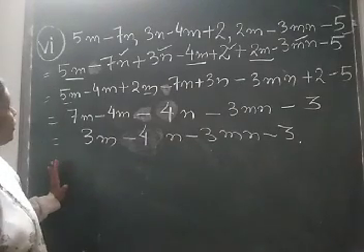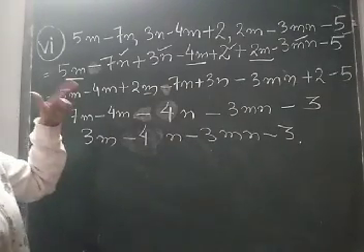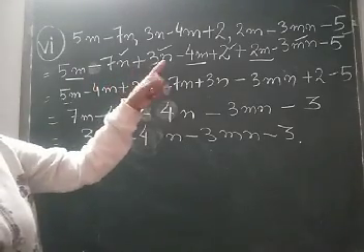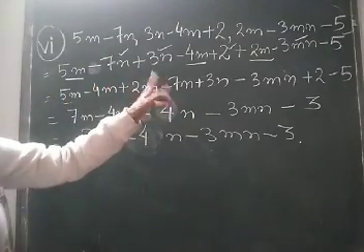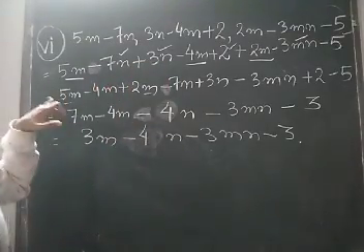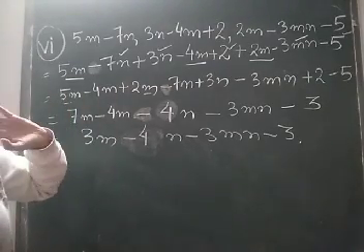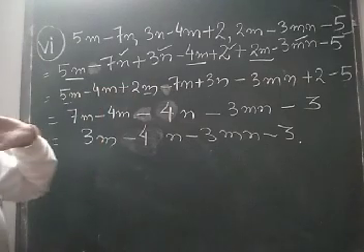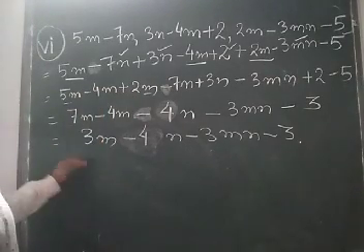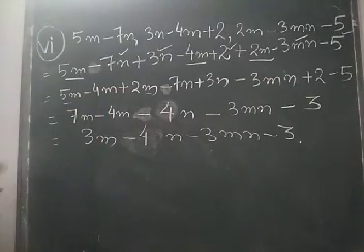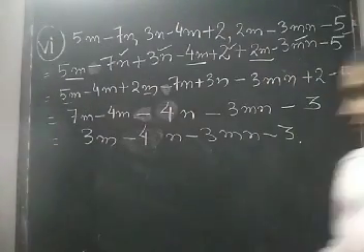I hope anything else. 3n, 4n, 2, 2n minus 3n, plus 5, 7n, 3n, yes children. I hope rest is correct. I hope now it should be correct. So this completes the sixth one. Then we start with the seventh one.